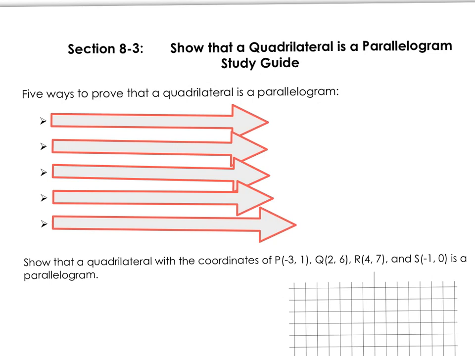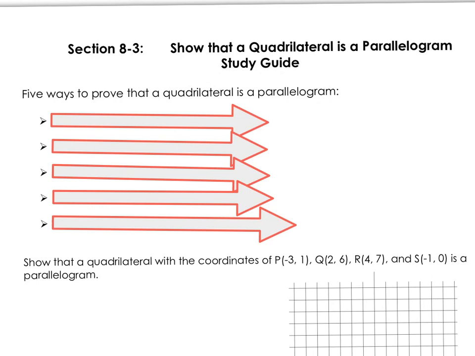Today's lesson, section 8.3, is going to be all about showing that a quadrilateral is a parallelogram. It's going to be very similar to Friday's lesson when we had to show the features of a parallelogram. On Friday, we said, okay, we know we have a parallelogram. Therefore, we know that the opposite sides are parallel. The opposite sides are congruent. The opposite angles are congruent. The diagonals bisect each other, and the adjacent angles are supplementary.